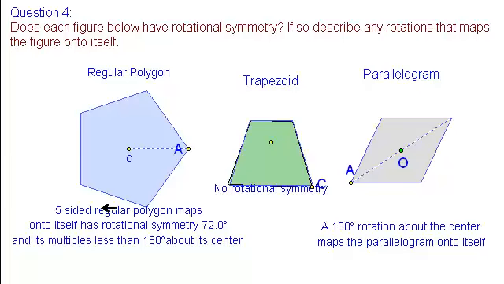So here is the answer. For the five-sided polygon, it maps onto itself and has rotational symmetry of 72 degrees. There is no rotational symmetry for the trapezoid, and for the parallelogram there is 180 degree rotational symmetry.